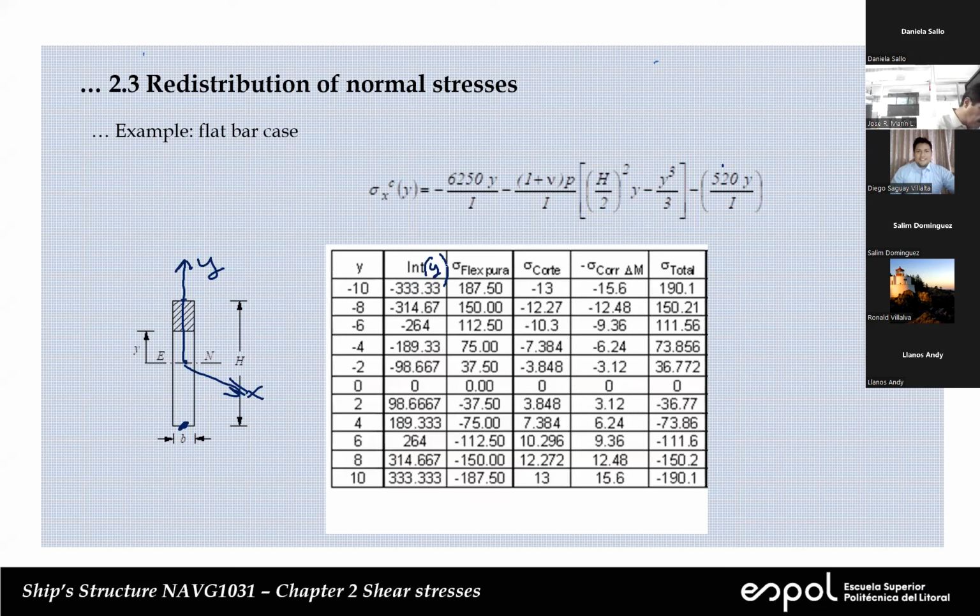Okay, so in the lower part, here, y is minus 10. So we are here. Okay, I have to be careful here. So y is negative, this negative, and this negative produces a positive normal stress. And then we change linearly until the other side.